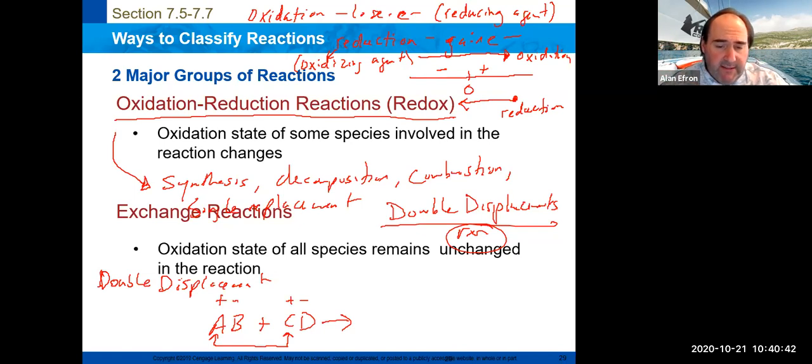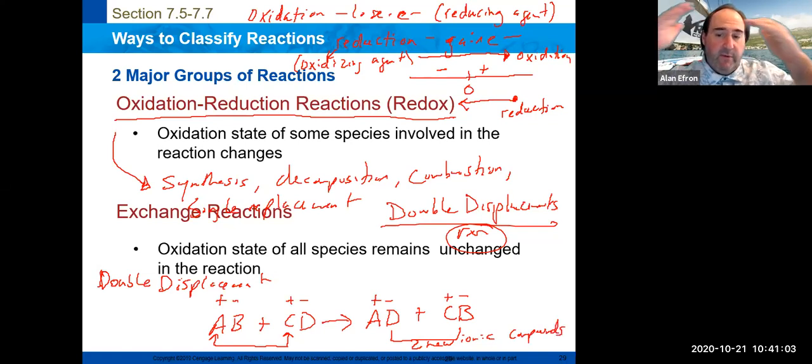And the result of that is you get two new ionic compounds on the product side, so positive, negative, AD and CB, which would be positive and negative. So we get the formation of basically two new ionic compounds on our product side. And again, this type of reaction, like the redox reaction, is a big umbrella. And as we will see very shortly, there are a number of more specific ways to classify reactions that really do fall under this umbrella of double displacement reactions. So let us take a look at some of these here.